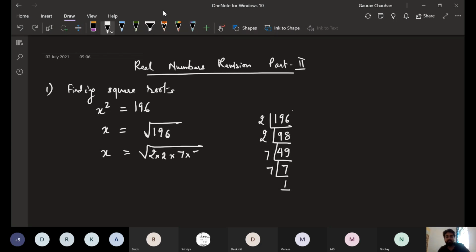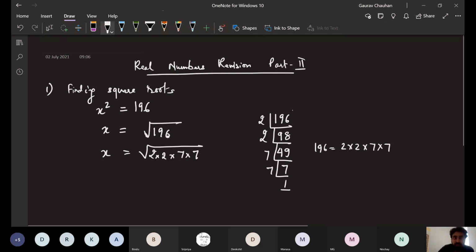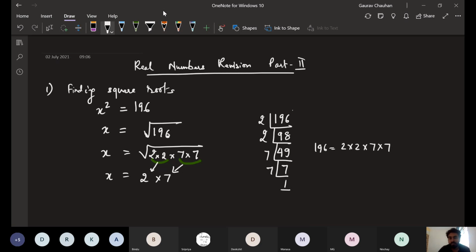Okay. Basically, what is this? This tells me that 196 is equal to 2 into 2 into 7 into 7. Now, as per the way we learned in 8th class, what I have to do is just club in pairs. If there are two 2's, I can write a single 2 outside the root. Same way, there are two 7's here. From this I can write a single 7 outside, and the multiplication symbol continues there. So x is equal to 14.